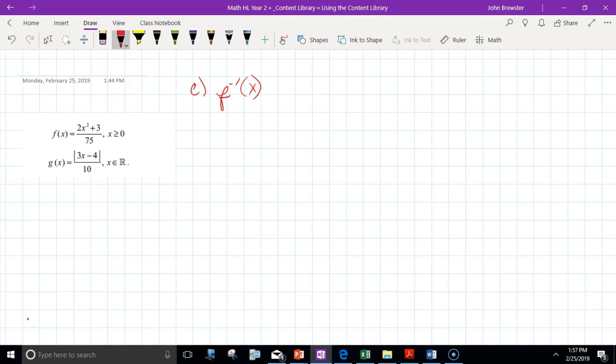So we take function f and we switch x and y. So f of x, which is y, becomes x, and x on the right side becomes y. And then you simply take this equation and solve for y.